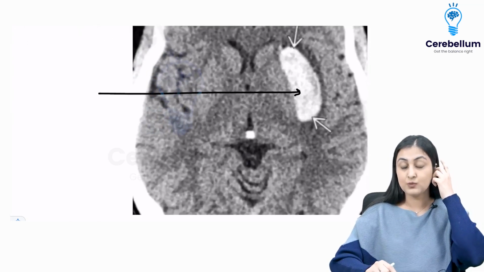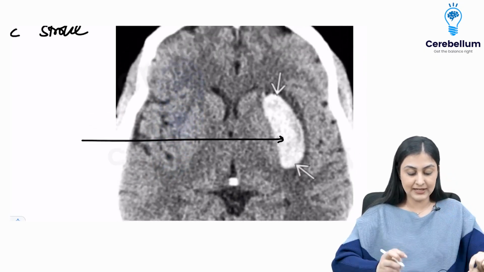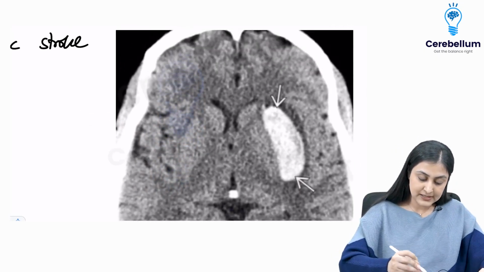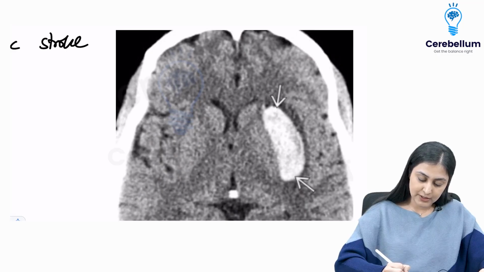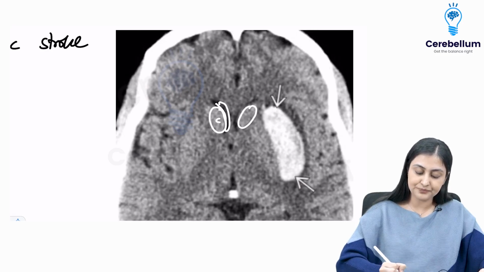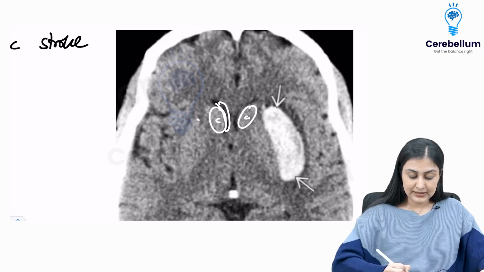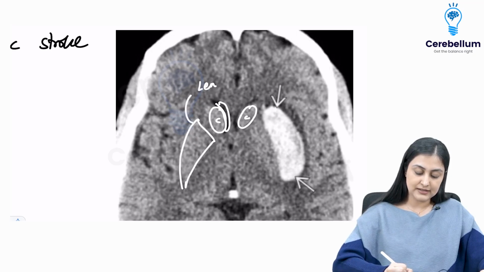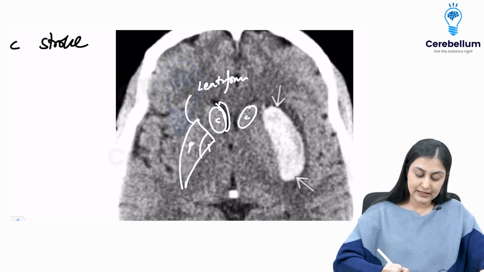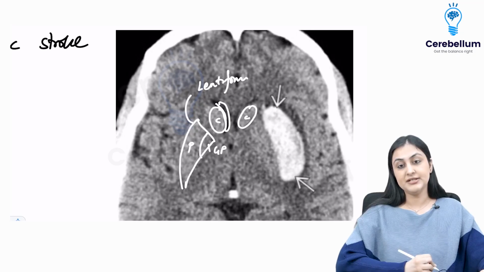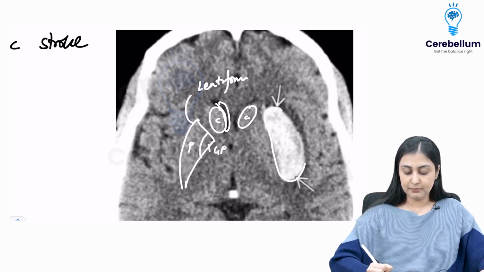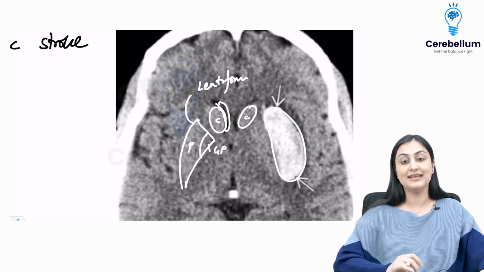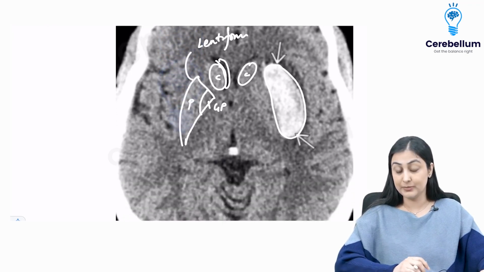Where is this happening? What is the most common site? So for that, some bit of anatomy we need to revise. Here what we are seeing, along the two horns of the lateral ventricle, the basal ganglia that we have is the caudate nucleus. Then you can see how there is a lentiform nucleus. So this is the lentiform nucleus, which is made up of two parts: outer putamen and inner globus pallidus. And you can see how here the putamen is undergoing hemorrhage. There is hemorrhage in the putamen, isn't it?